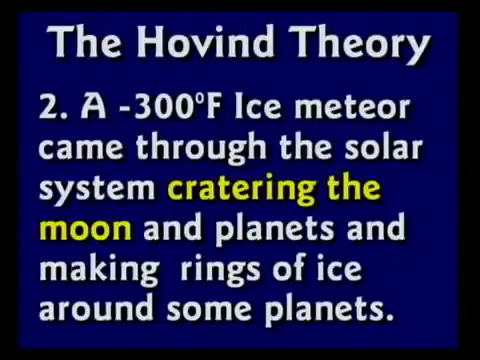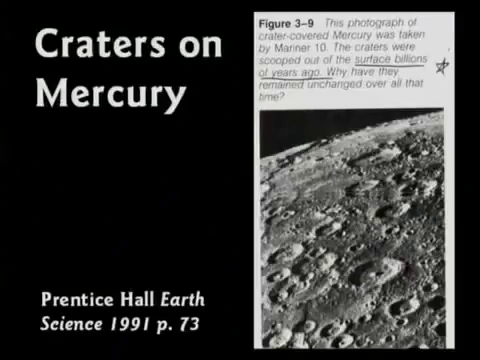Okay. Second thing that happened, a 300-degree below zero Fahrenheit meteor, this is Kent Hovind's theory, came plowing through space and cratered the moon and the planets and made some rings around some of the other planets. Some planets have ice rings around them. Mercury has a lot of craters. It looks like something hit and made a hole, but we don't know what hit.